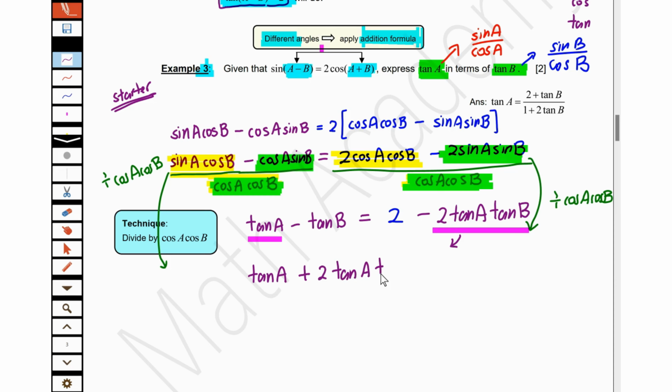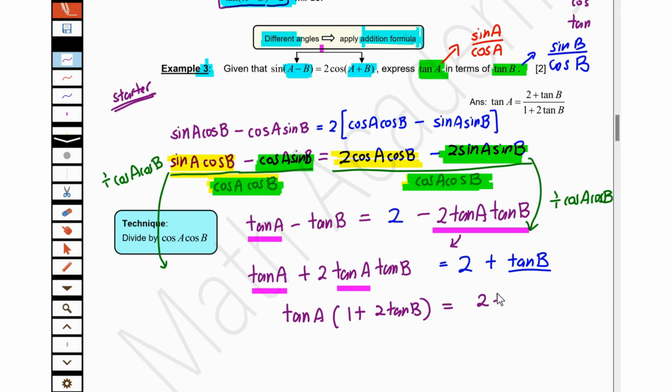Let's shift this 2 tangent A tangent B over. So 2 tangent A tangent B. On the right hand side, the 2 here will remain. Your negative tangent B shifted to the other side becomes plus tangent B. And I say again, you're supposed to get tangent A, so I shall factorize out tangent A. The next step will be my answer. I'm going to shift my bracket to the right hand side. So I'll get 2 plus tangent B divided by 1 plus 2 tangent B. Okay, it's a very common question type.